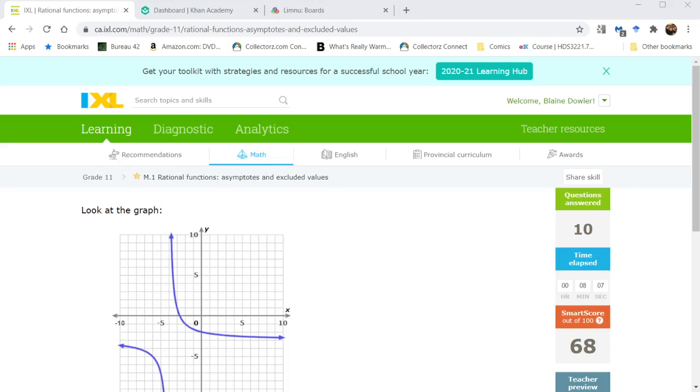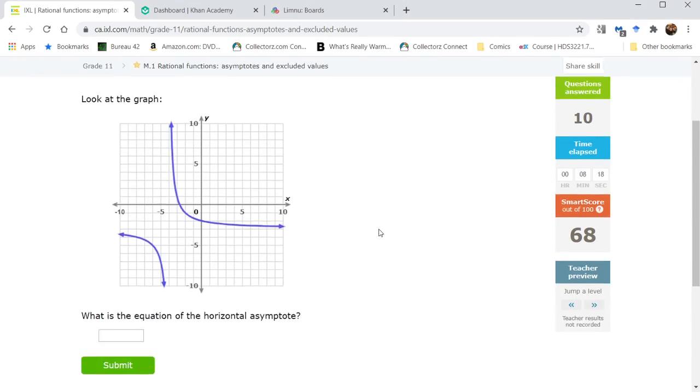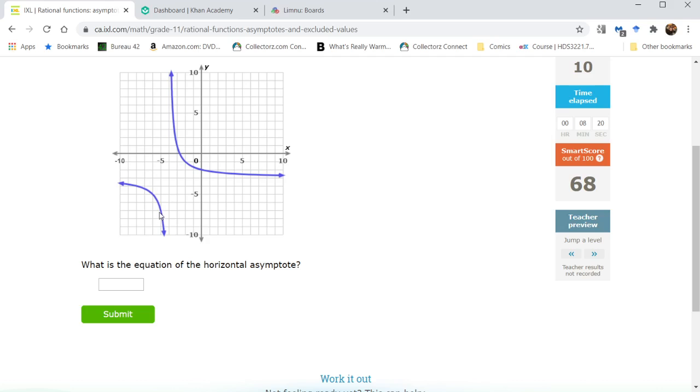Okay, now for homework assignment 1.01 number 2, which should be questions 11 to 20 from IXL grade 11 skill M1. So what is the equation of the horizontal asymptote? Again, the horizontal asymptote is the horizontal line the graph never crosses. So that will have a y equals form. In this case, it's y equals -3.